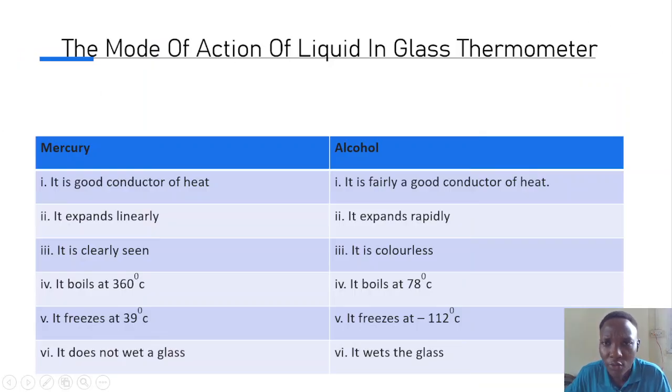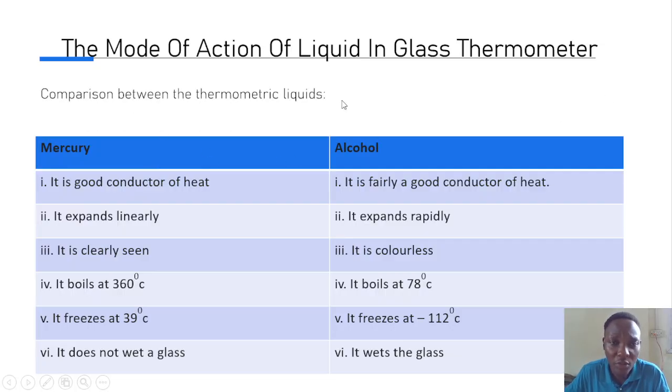Now, the mode of action of the liquid in glass thermometer, we are talking about these two, the mercury thermometer and the alcohol thermometer. So we'll try to compare between these two thermometric liquids found in these glass thermometers. In terms of mercury, it is a very good conductor of heat, while alcohol is just a fairly good conductor of heat. So you can differentiate them when they are used in this glass thermometer. The second one is that mercury expands linearly, while alcohol expands rapidly. And mercury is clearly seen, while alcohol is colorless.